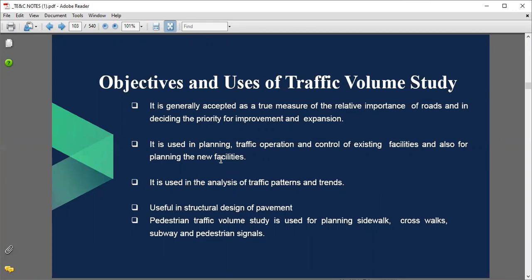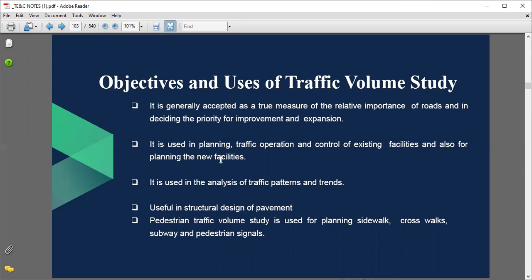Means for planning the new facilities as well as controlling the existing facilities, and to make traffic operation easy and smooth, we have to understand the traffic operation on that road. Depending upon the traffic volume we have to go for planning new facilities which will be provided on the road to make the journey smooth and easy. So that is the second point about the traffic volume study.